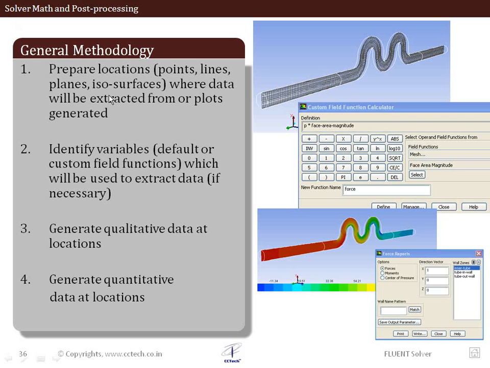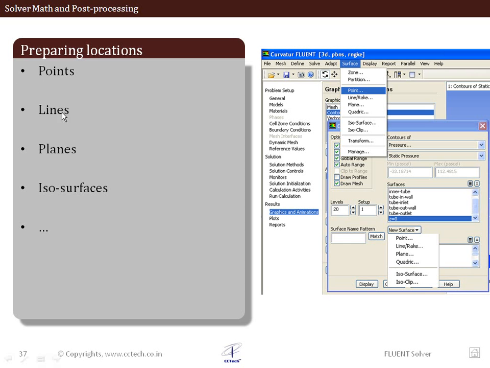So we first of all prepare such locations. Once the locations have been identified, we go on to identifying the variables. The variables can be the ones already available in ANSYS Fluent, which are either the default variables or some derived, standard variables. We can also generate our own functions, like custom field functions, which we can then plot on these surfaces, or we can extract data. And once that is done, we generate some qualitative data at some locations, and contour plots basically represent such qualitative data, and we can also extract quantitative data at the locations. That was the overall process of how to do post-processing in ANSYS Fluent.